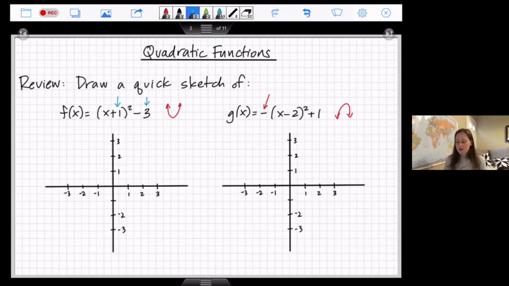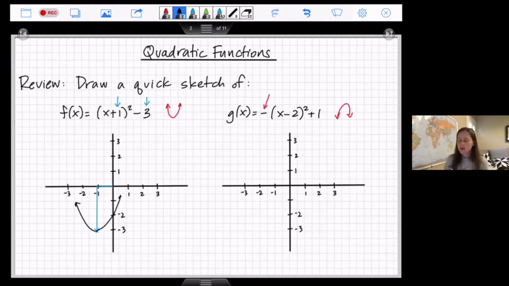So let's track that move. So normally that x squared graph is sitting there at the origin. We're going to move that bottom part to the left 1 and down 3. And land right there at -1, -3. So let me fill in that parabola shape. We're doing a quick sketch, so I'm not going to be too picky.